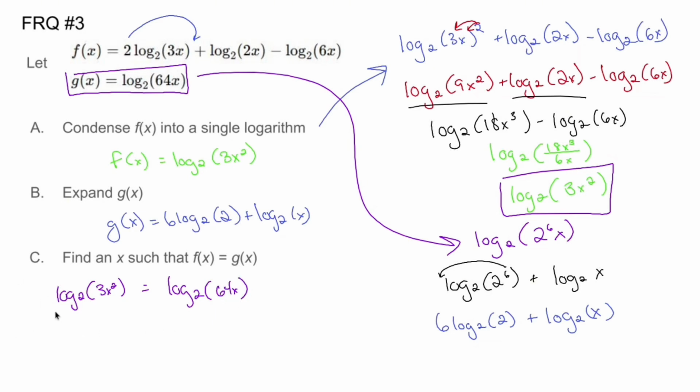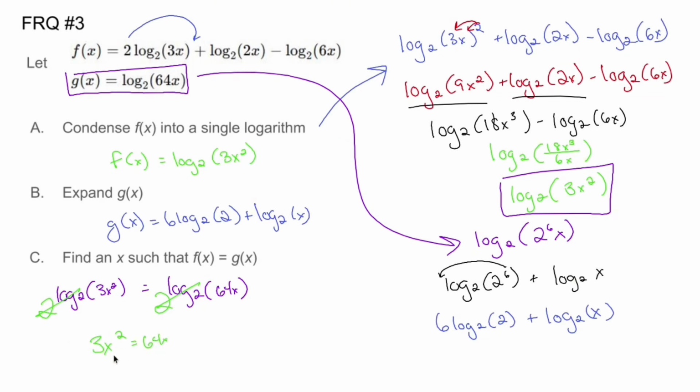When you have a log base 2 equals a log base 2, or a log of anything, as long as the same base equals a log of anything, you cancel each other out just like that. Here's why. If I were to take 2 and make that a base and make my logs an exponent, that cancels you out, leaving me with just 3x squared equals 64x.